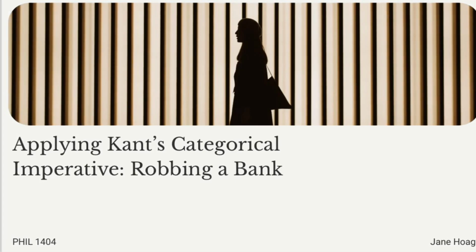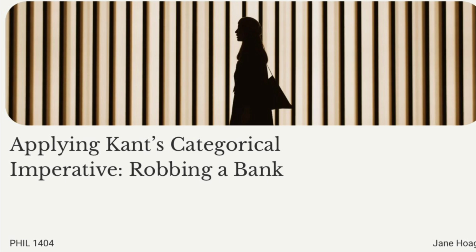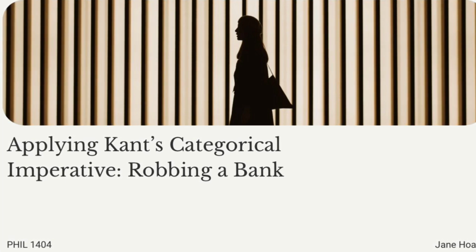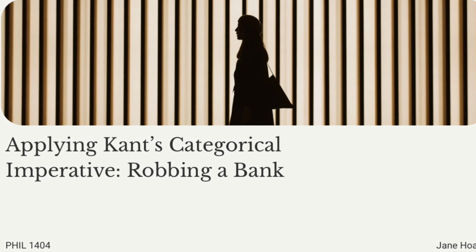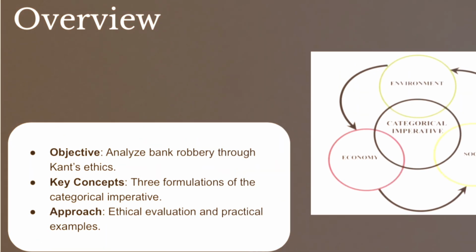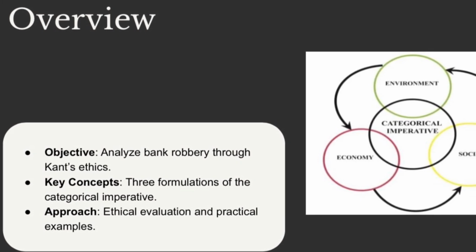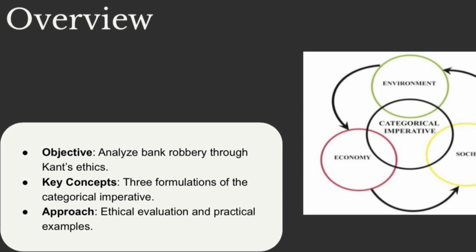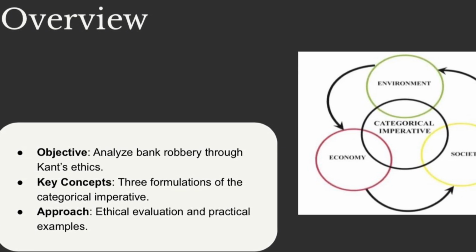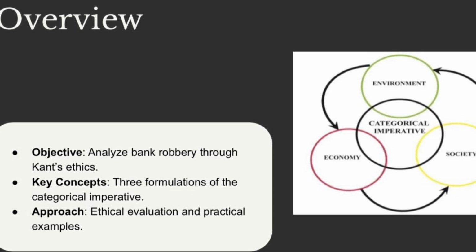Welcome to my presentation on Kant's deontological ethics and the application of the categorical imperative to the scenario of robbing a bank. We will explore how this action holds up against Kant's three formulations and why it ultimately fails his moral philosophy. In this presentation, I will provide a brief introduction to Kant's ethical theory, outline the three formulations of the categorical imperative, and apply them to the scenario of robbing a bank. The goal is to understand why this act cannot be morally justified.